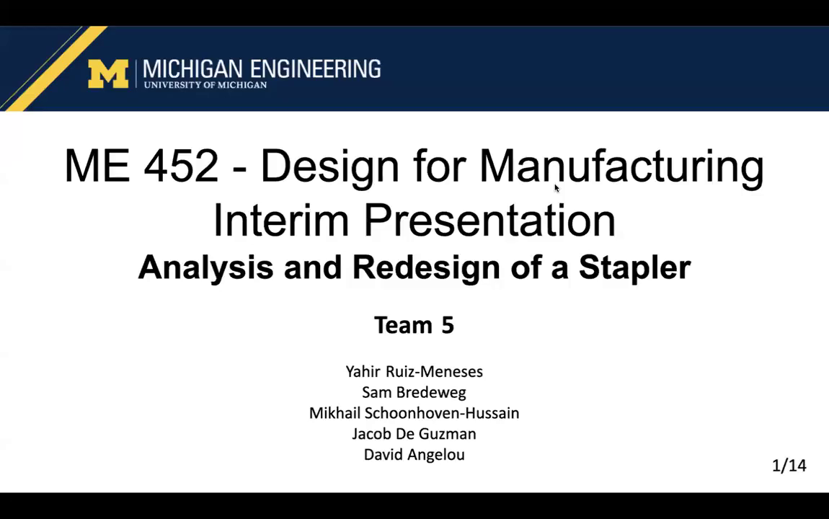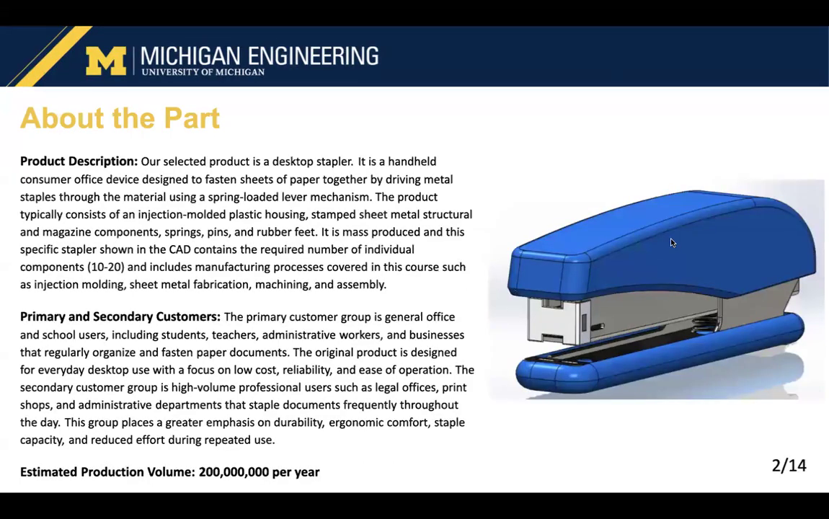This is the interim presentation for Design for Manufacturing about the analysis and redesign of a stapler by Team 5. Our selected product is a standard manual desk stapler. It fastens paper by using a spring-loaded lever to drive a metal staple through the sheets. It typically uses an injection molded plastic housing, stamped sheet metal parts, spring, pins, and rubber feet.